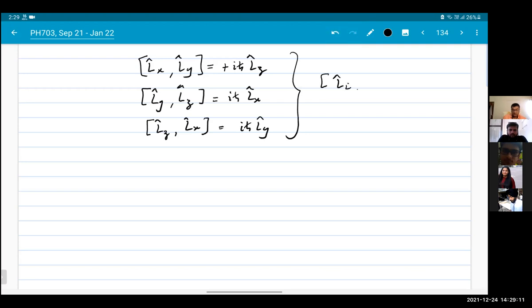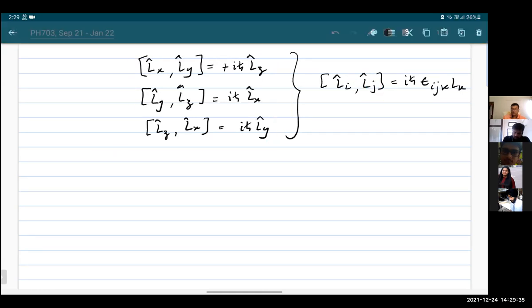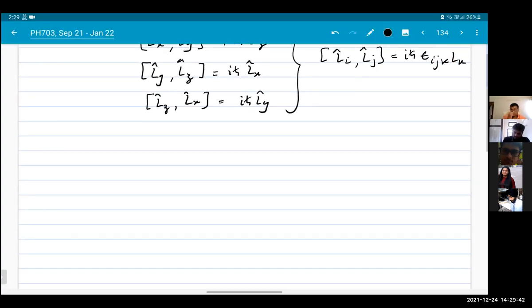LiLj is equal to i h bar epsilon ijk Lk, where in the second term there is a sum over k. K is a repeated index, so there is a sum over k. When you sum over k, you will get exactly this, because if you put i equal to x, j equal to y, the only non-zero term will be when k is equal to z. So these operators don't commute with each other.